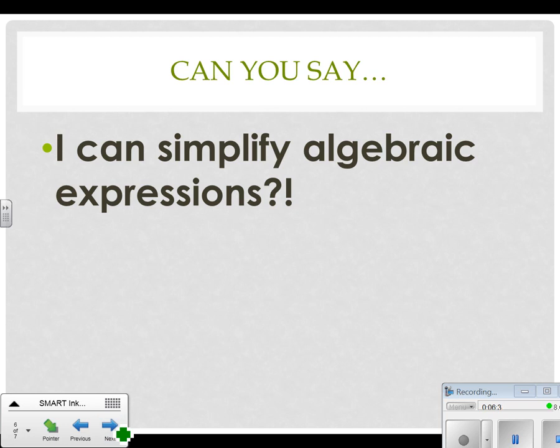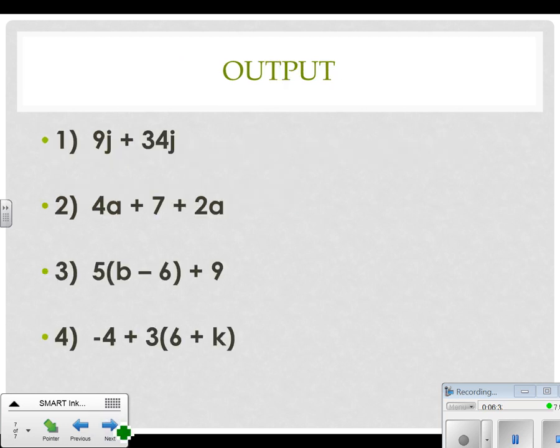Can you say, I can simplify algebraic expressions? Here's your output to do in your notebooks. Be prepared with any questions for the work time in class.